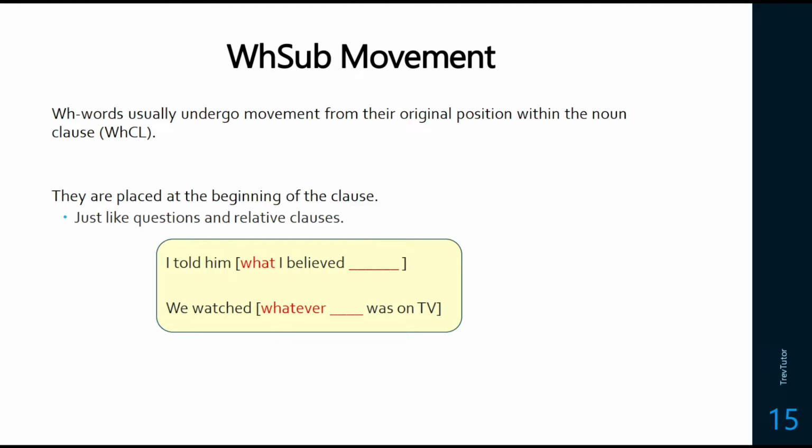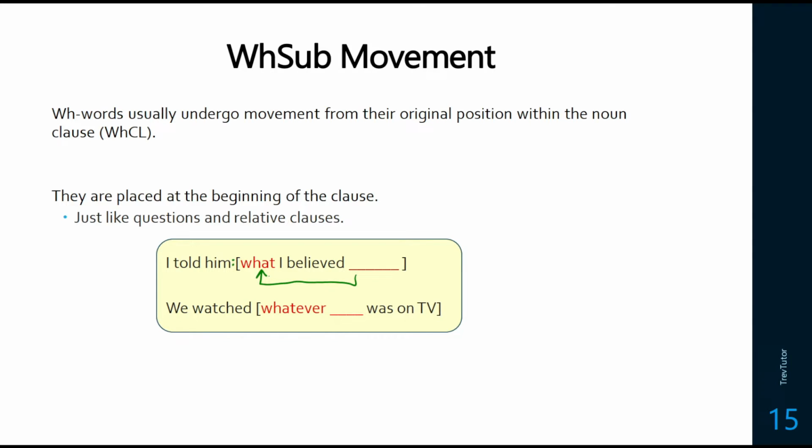So whether it's a subject, direct object, or indirect object, they can be moved from their original positions, and you'll get that dependent clause. So I told him what I believed. You could think of it as I told him I believe something. But that I believe something is becoming I believed what, and that's moving up.